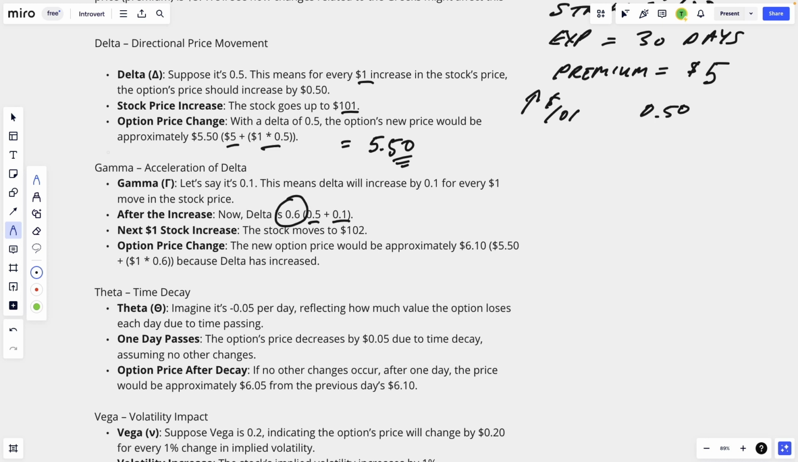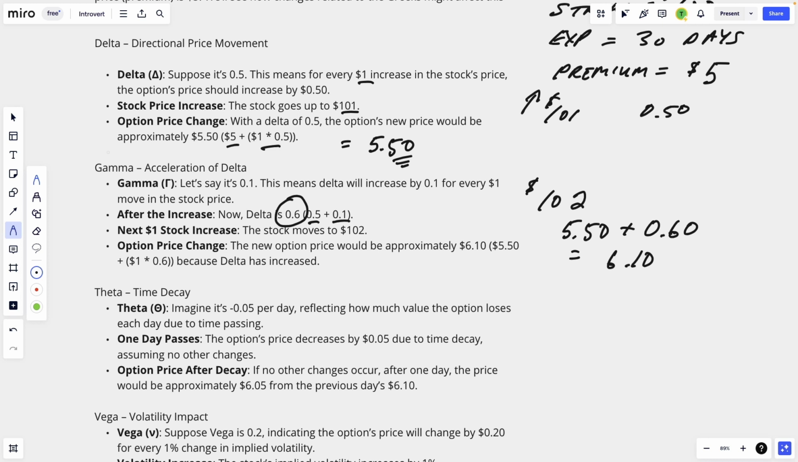So now if the stock moves up to 102, what's going to happen to our option price? Well, it was at $5.50 right here, but now we have another dollar move in the stock. Therefore, we have a move in delta, but delta's changed now because of gamma. So we have 0.6 as our new delta. So what we would do is add 5.5, the original option price, plus this new delta, which has been increased by gamma, and we're left with a new option price of $6.10.